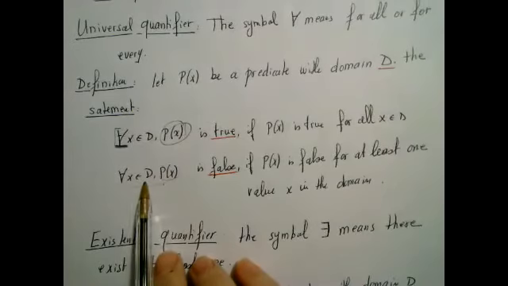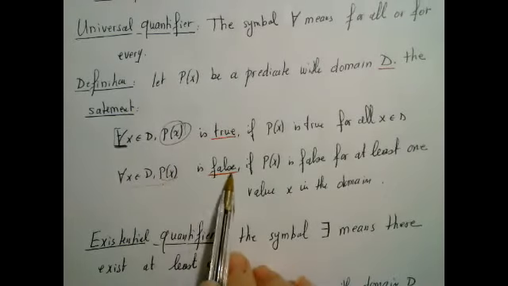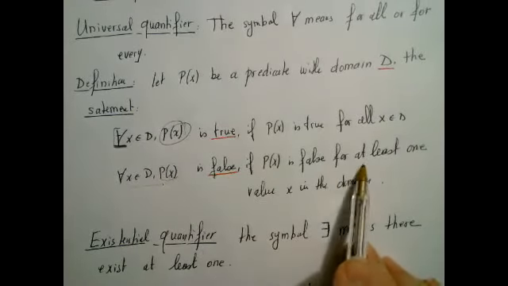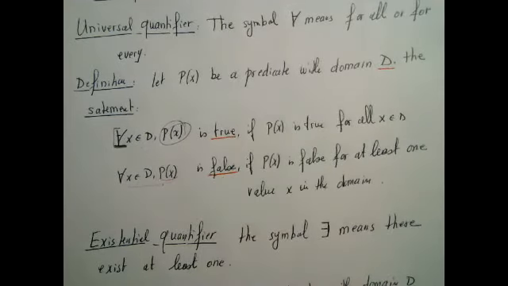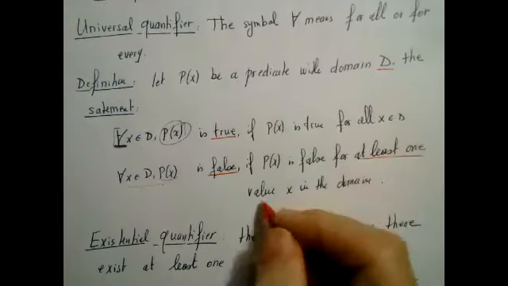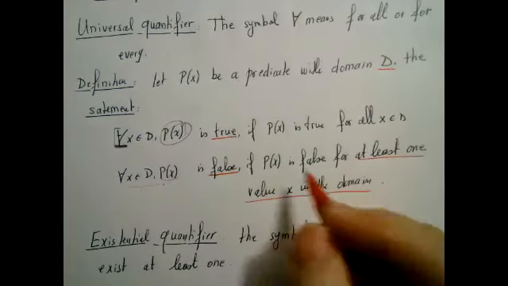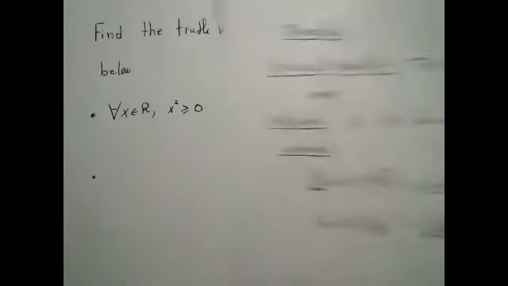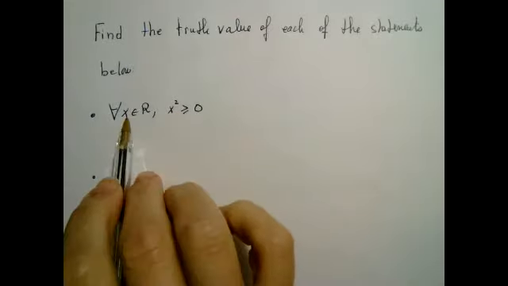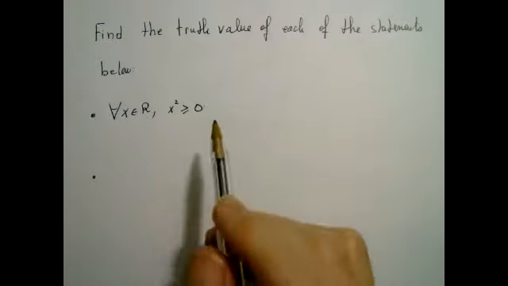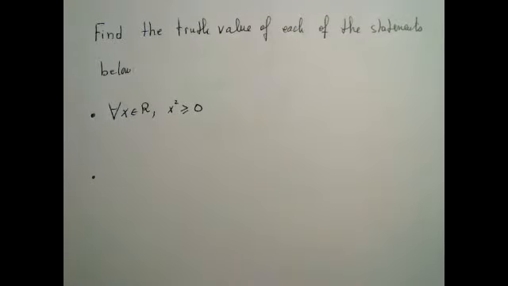For all x in D, P of x is false if it's false for at least one value. So if you tell me false, you have to give me a value of x in the domain that makes it false. If you tell me true, you tell me why it is true. Back to you.